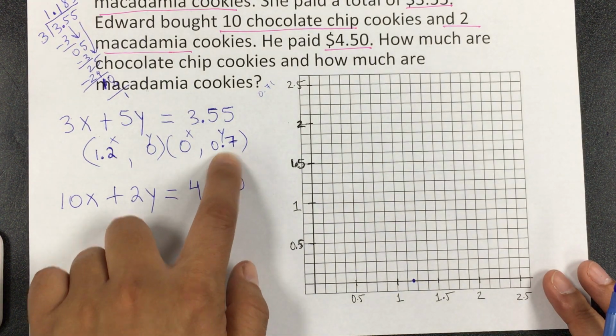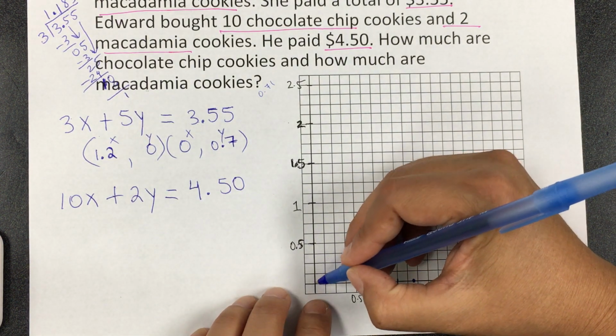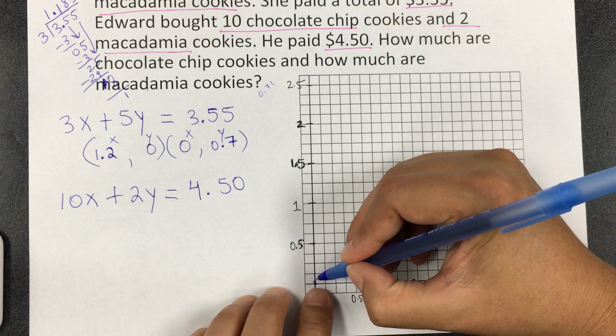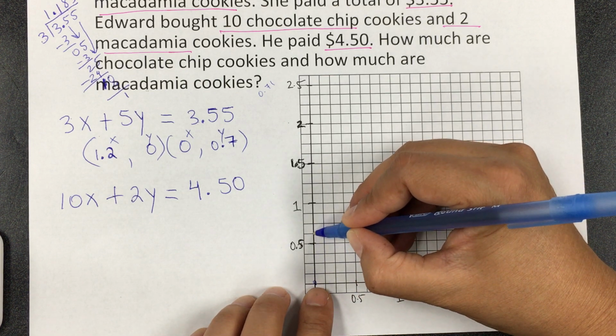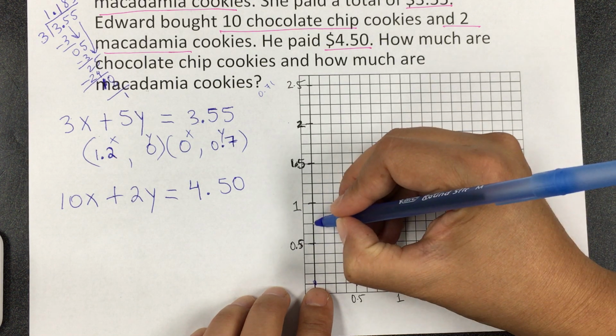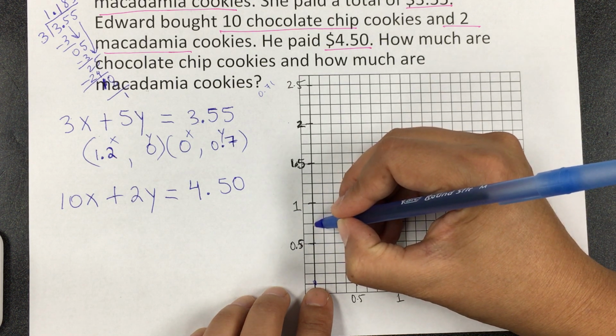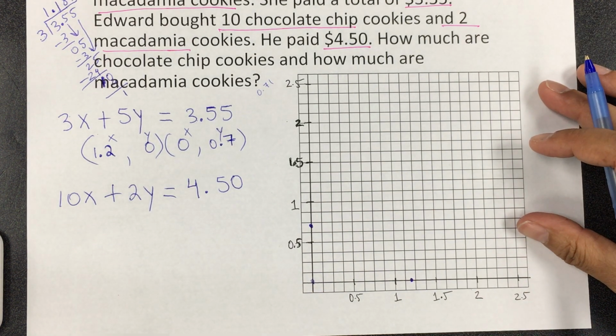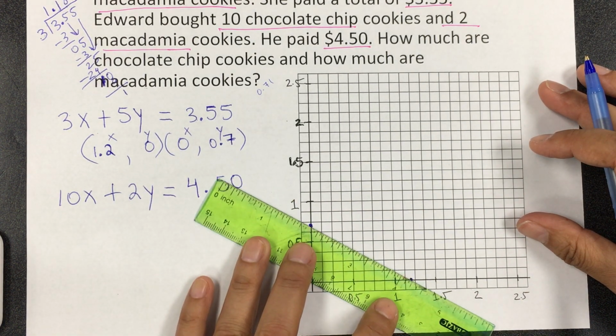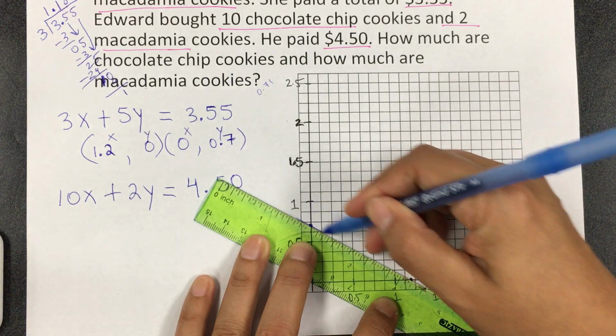For the next one is 0.7. So this is 0, 0, okay? So this is 0.5. This will be ideal if it was 0.6, 0.7, but it's not. This is 0.75, so it's a little less than that, so maybe around here. And I draw my line in there.